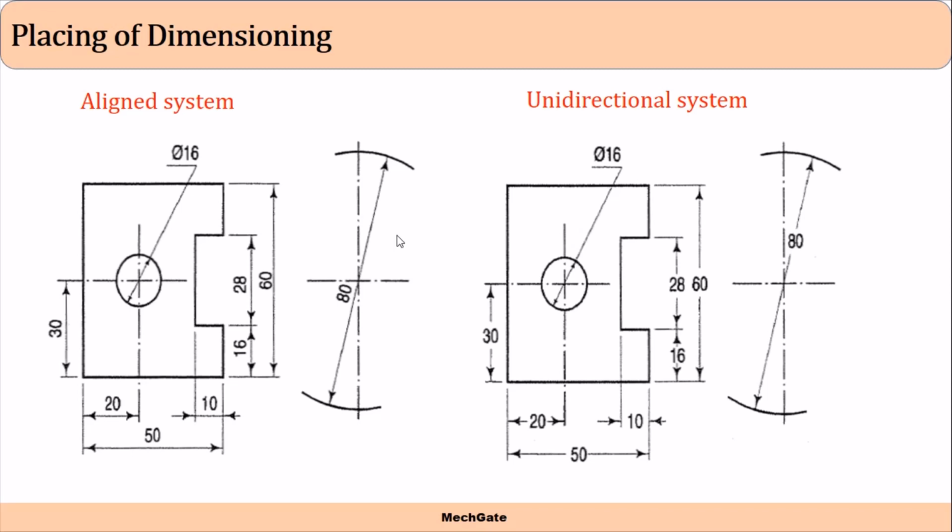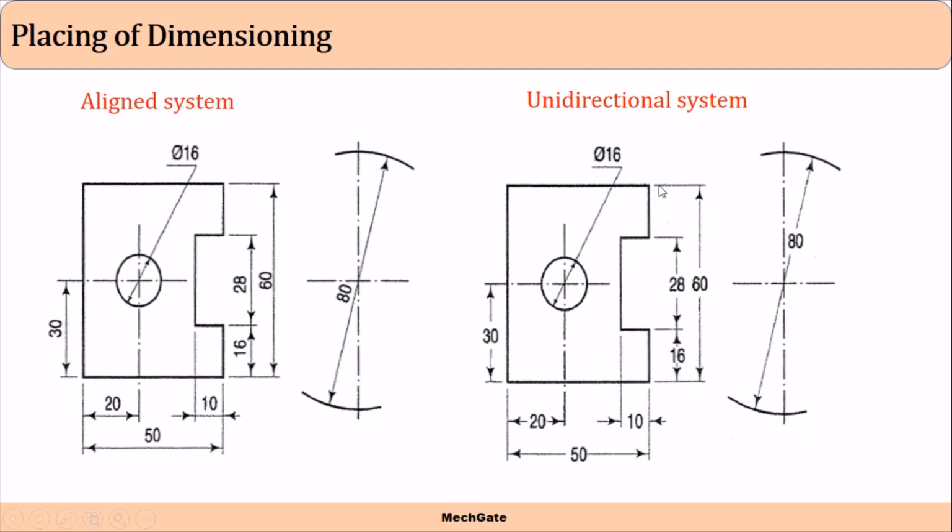If you closely observe, in the aligned system of dimensioning, horizontal dimensions are placed horizontally, and the dimension is placed above the dimension line near the middle. While vertical dimensions are placed vertically, also near the middle of the dimension line and above the dimension line, so that they can easily be read from the right hand edge of the drawing. So this is the aligned system of dimensioning.